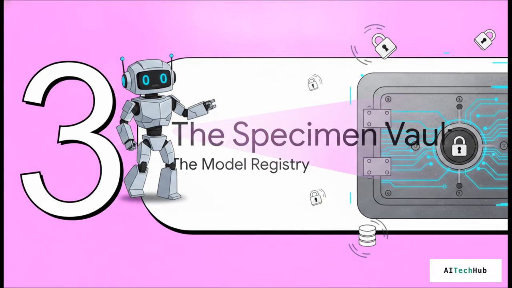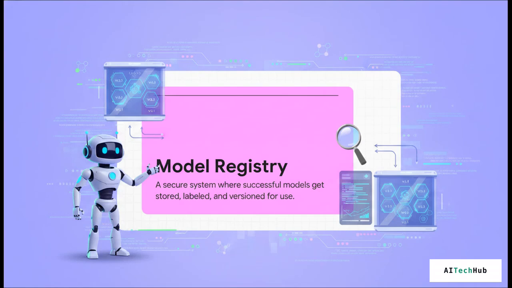Which brings us to Section 3, the high-tech specimen vault. So what happens once you actually find a model worth keeping in that digital notebook? You definitely need a highly secure, reliable place to put it. Think of the model registry as a high-tech specimen vault sitting right next to your digital lab notebook. It's this secure, highly organized central system where your successful formulas actually get stored, labeled, and formally versioned.